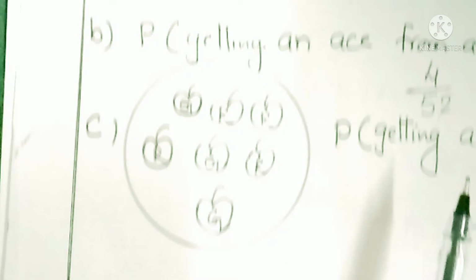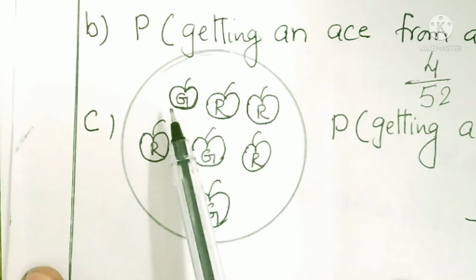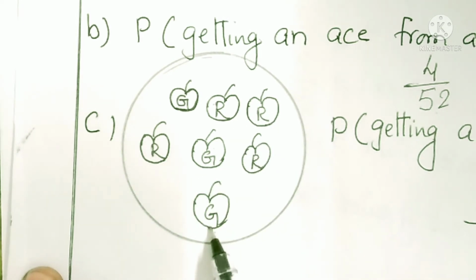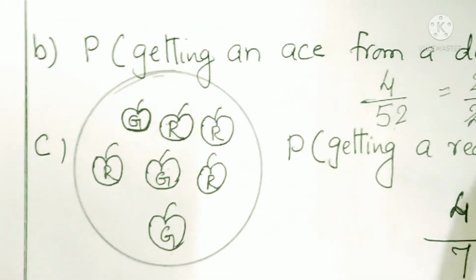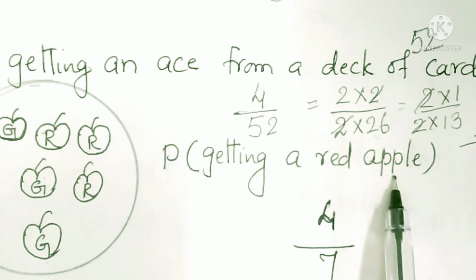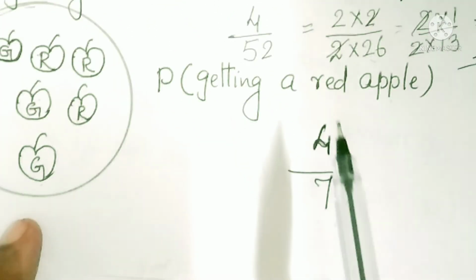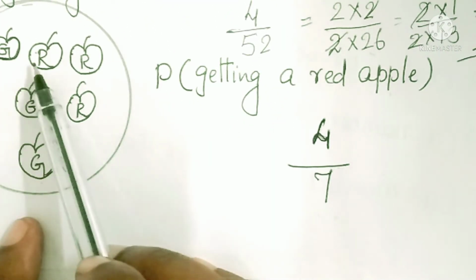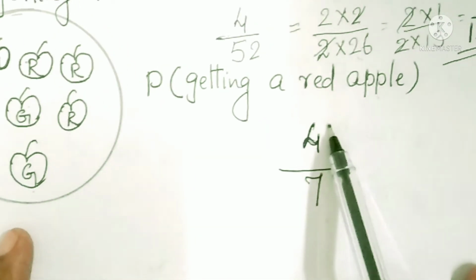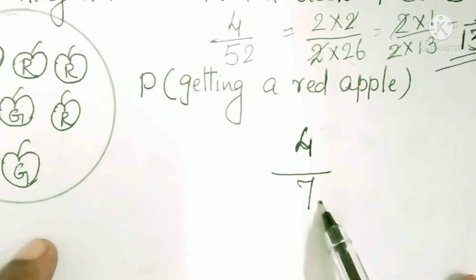Now the next question is, there is a picture again. In that picture, how many apples are there? 7 apples are there. Green, red, red, red, green, red, green. The question is, what is the probability of getting a red apple? Total there are 7 apples, so the denominator will be 7. And then how many red apples are there? 1, 2, 3, 4. So the probability of getting a red apple is 4 out of 7.